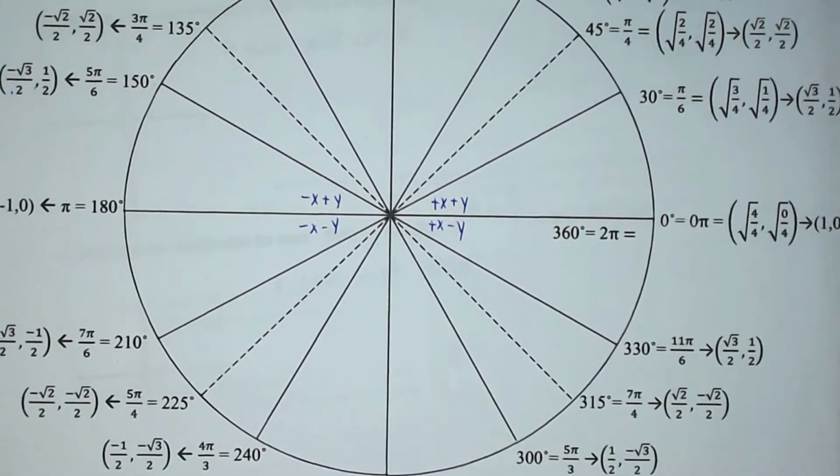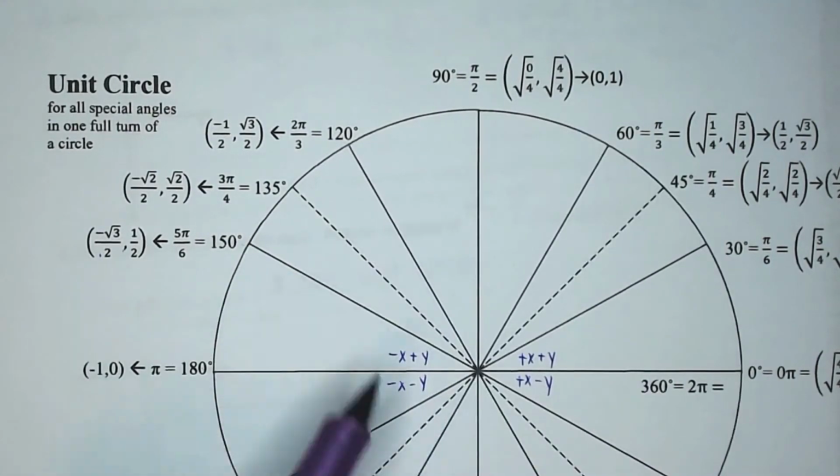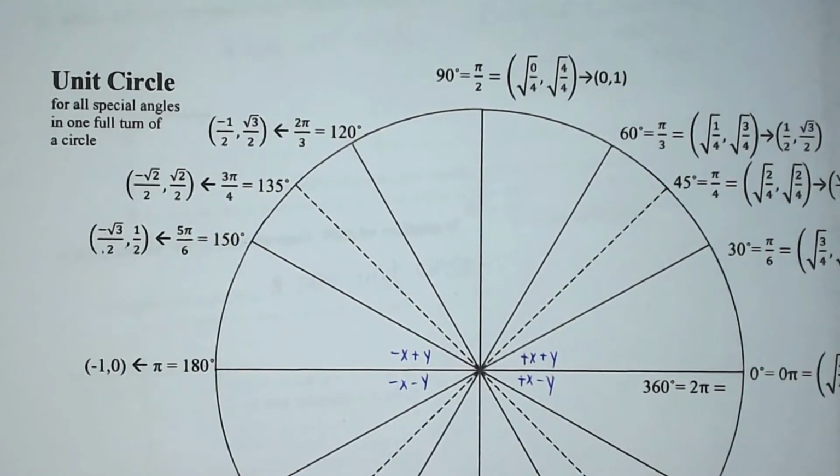So as I said before, this is your unit circle, and you do need to have this memorized. It's not provided in the formula booklet for your exams, so you'll need to reproduce this at the start of your exam so that you're able to do your questions with it.